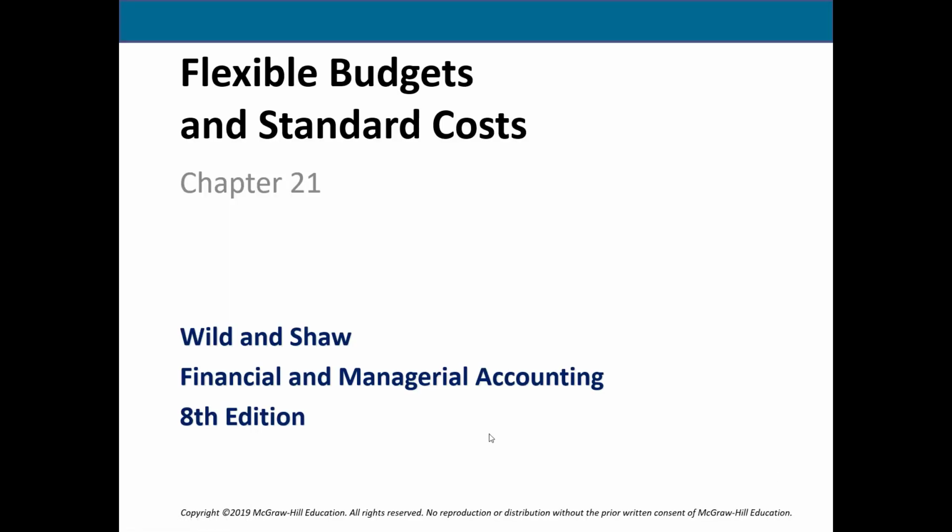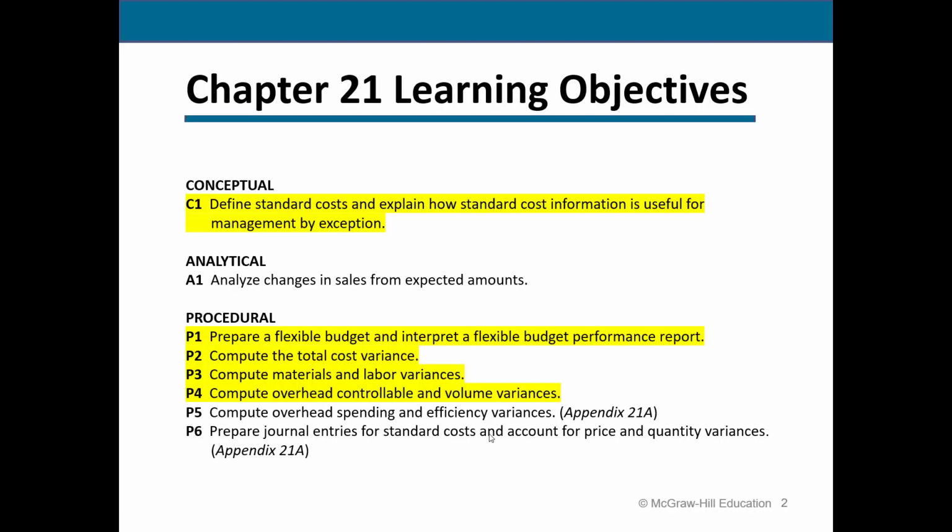This is Chapter 21 of Accounting 202, Flexible Budgets and Standard Costs. I will be reviewing the highlighted learning objectives.